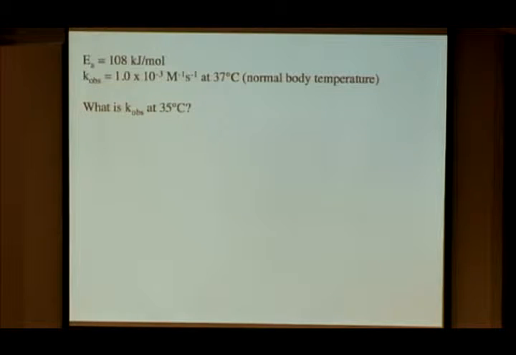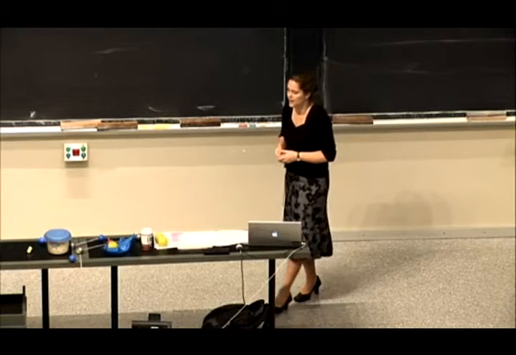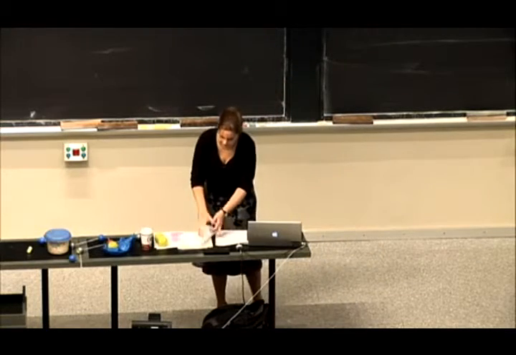So normally, we're at 37 degrees. That's normal body temperature. And the observed rate constant for that is 1.0 times 10 to the minus 3 per molar per second. But what happens if your body temperature is lowered? What happens if it was at 35 degrees?